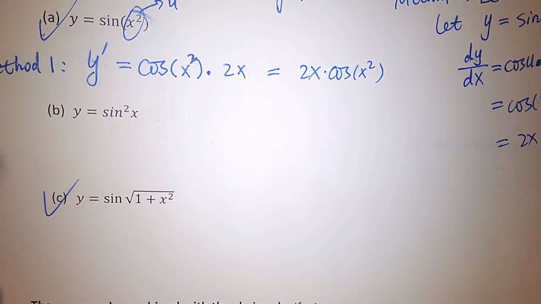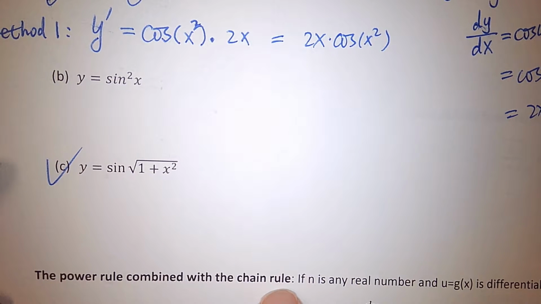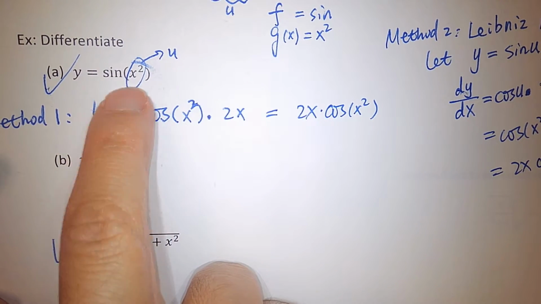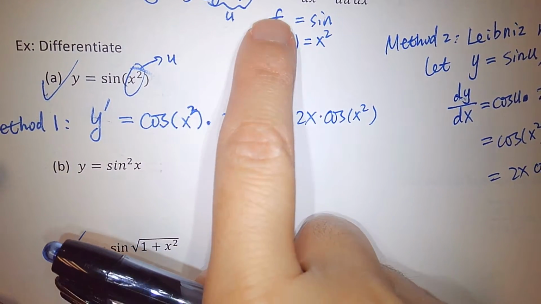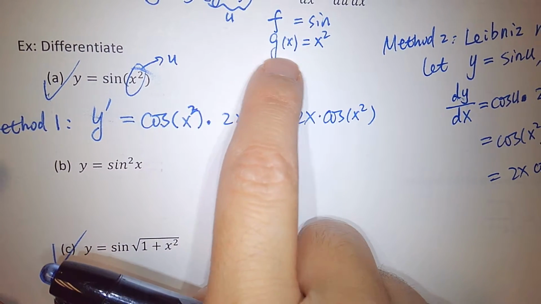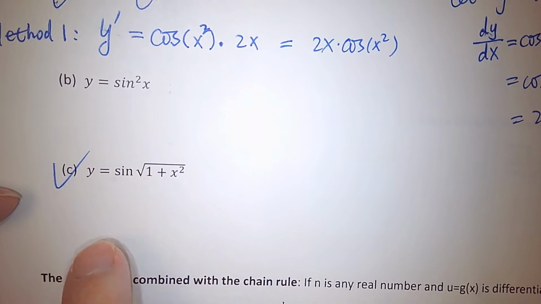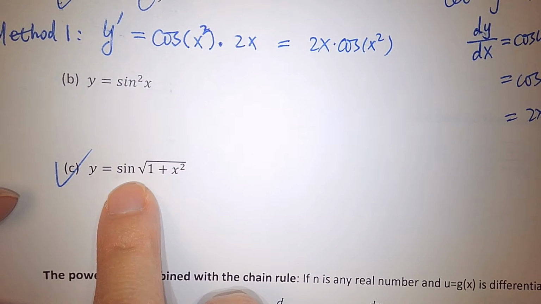Yes. Alright, for C, I'm going to ask you, how many layers of functions do we have in this question? From this previous function, how many layers? 2 layers, right? We have a function g, we have a function f. The inner function is x squared, the outer function is the same function. Now for this question C, let's check the layers of the functions.